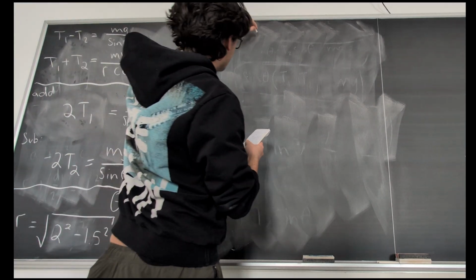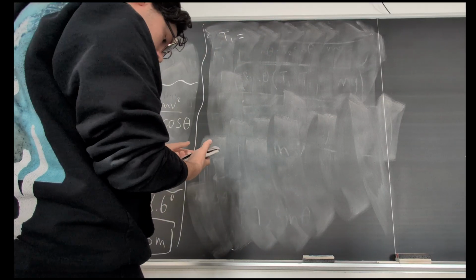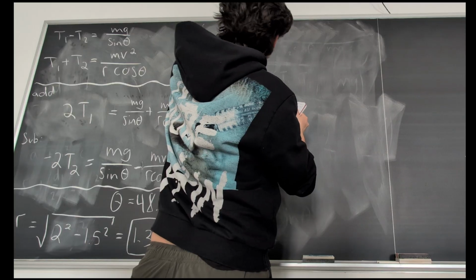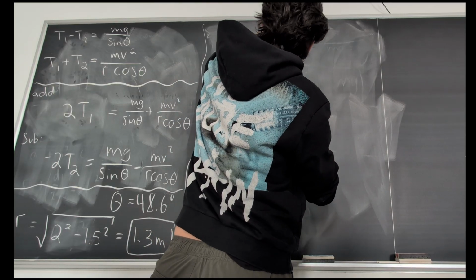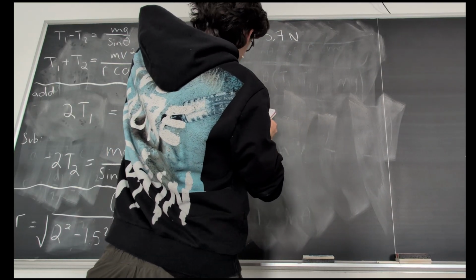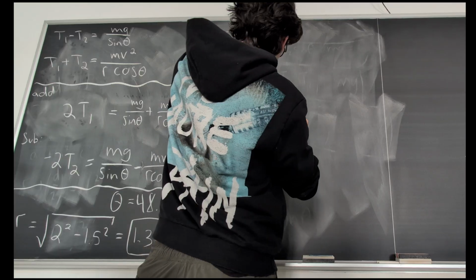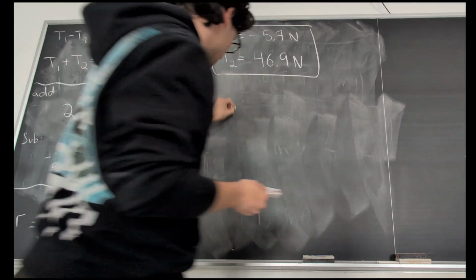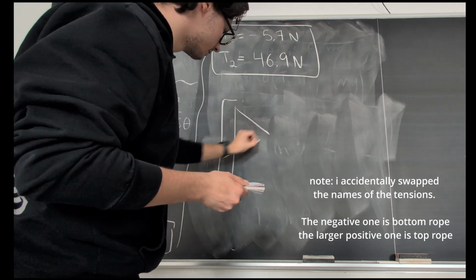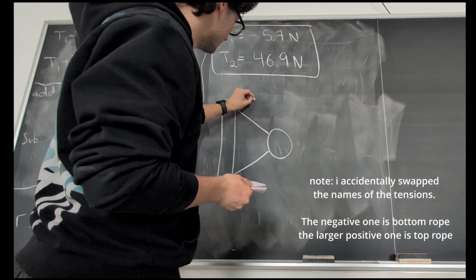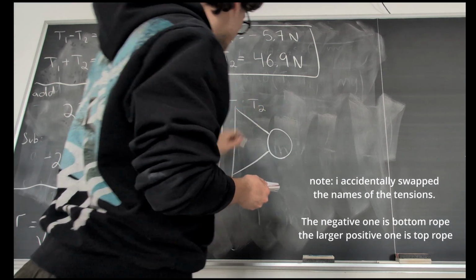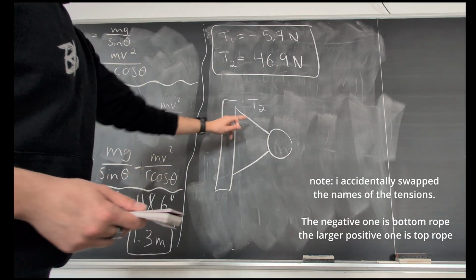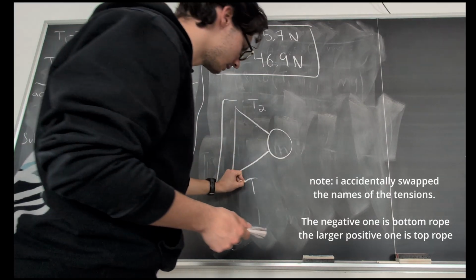So for T1 I got minus 5.7 newtons. For T2 I got 46.9 newtons. So keep in mind what the picture was talking about. We have a rope here, and a ball. This was T2, if I'm not mistaken. I kind of erased my diagram, but I'm hoping this was the T2. And this, I think, was the T1.